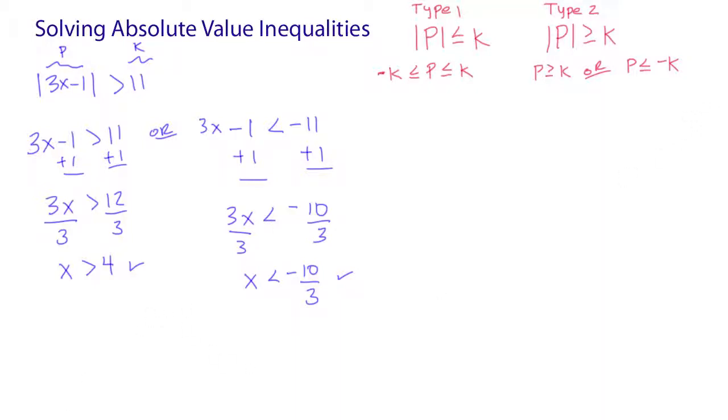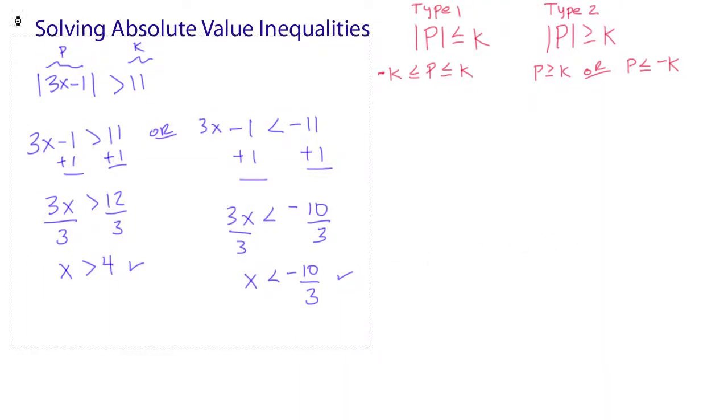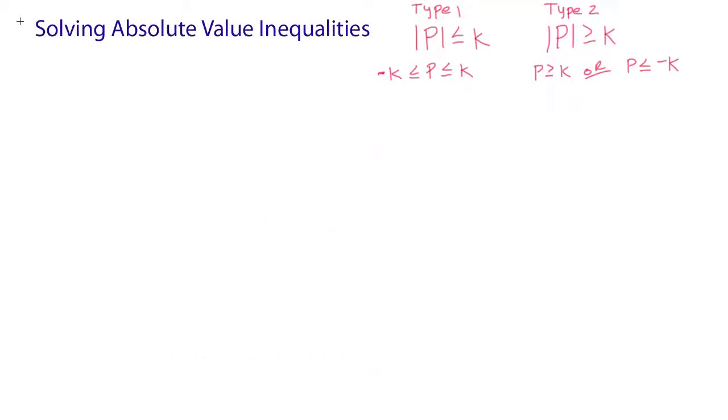Okay, and then we're going to try something different. Now let's do another one. The absolute value of x plus 5 less than or equal to 6. Okay, now what type is it? Type 1 or type 2? Well, it's type 1 because it's less than or equal to, right? The less than or the less than or equal to is a type 1. This right here is P, and here is K.